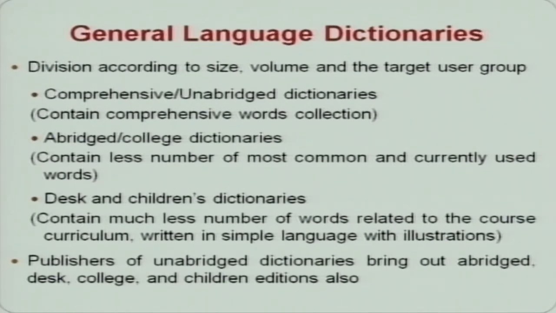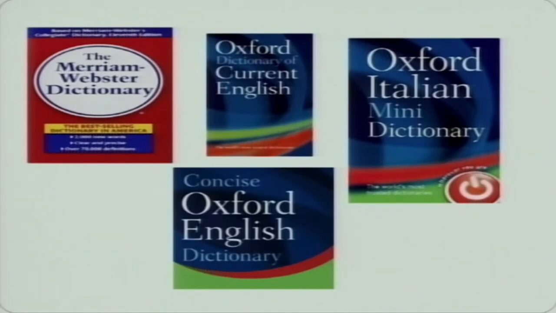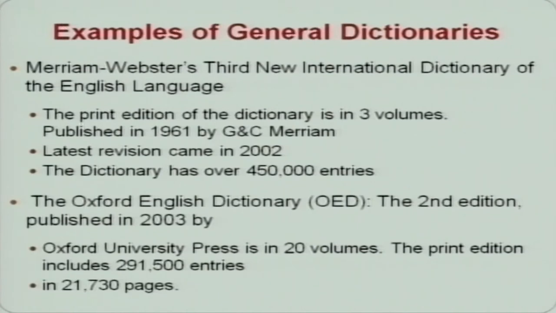Publishers of dictionaries normally publish all variants of dictionaries during their process. Now, here I have given some examples of the Merriam-Webster dictionary, which are basically current English dictionaries: unabridged dictionary, some mini dictionary, concise Oxford English dictionary. So, in some way or the other, we are more familiar with these kinds of dictionaries. If you see the general dictionary examples, Merriam-Webster Third New International Dictionary of English Language is basically a three volume printed dictionary published first in 1961. The latest version is available in 2002, covering more than 4,50,000 records. The Oxford English Dictionary, second edition published in 2003, from the Oxford University Press, is in 20 volumes and the printed edition includes more than 2,91,000 entries in 21,000 pages.